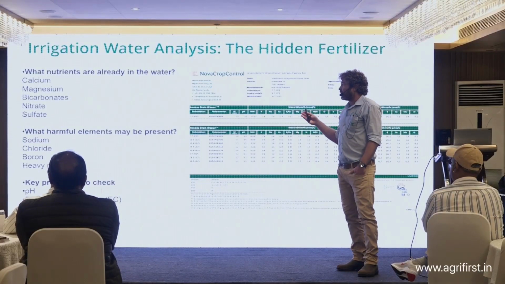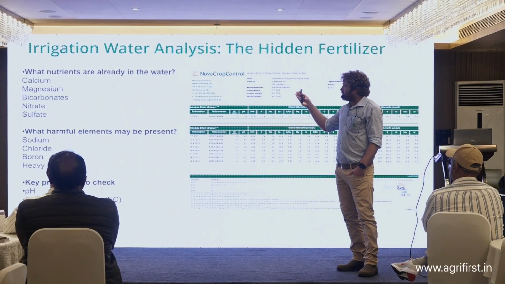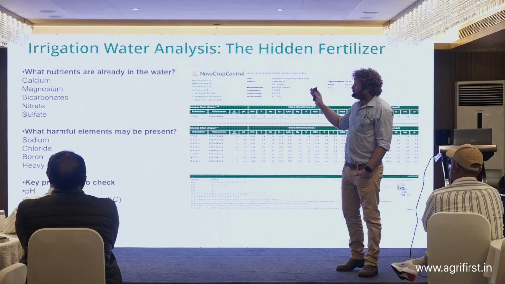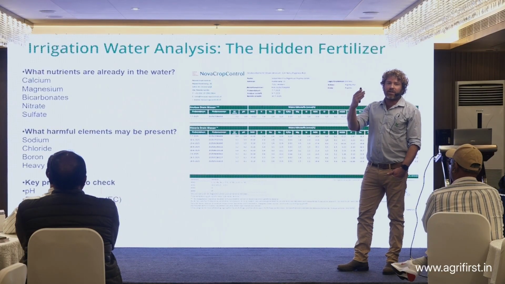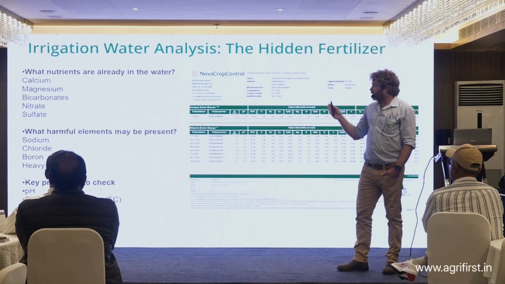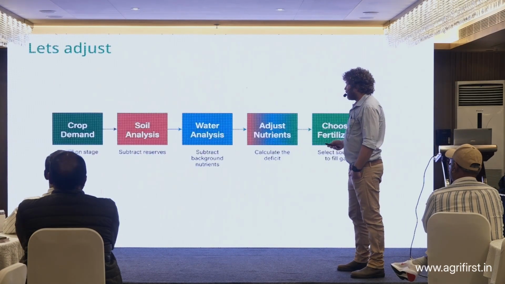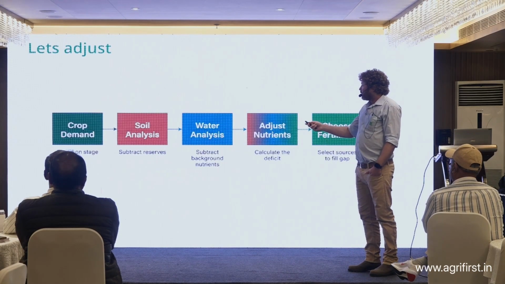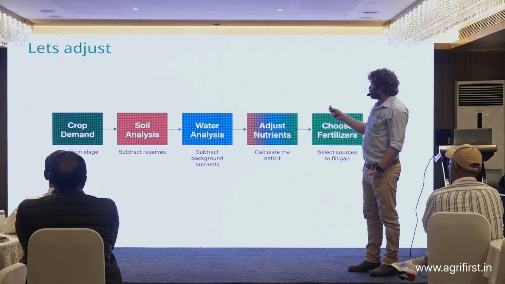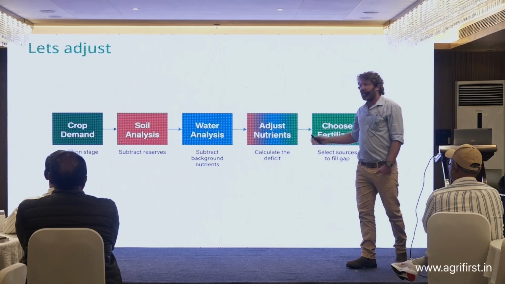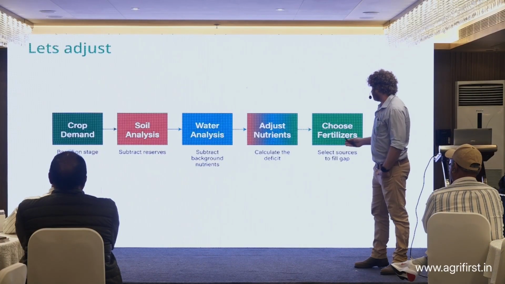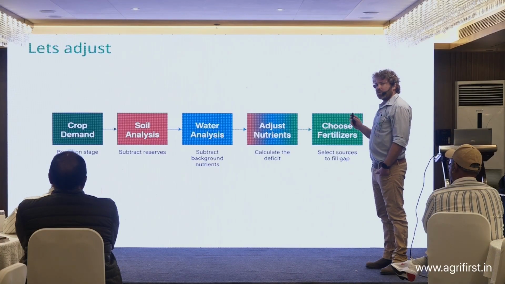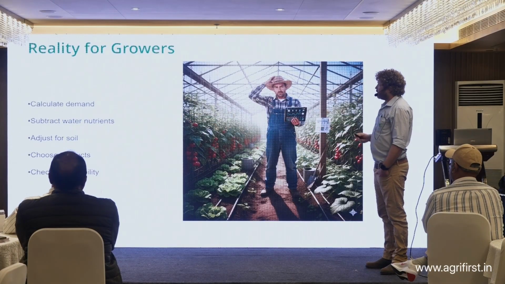Same for irrigation analysis. We can have calcium, magnesium, some nitrate sometimes, bicarbonate, sulfate. All of these we need to take in consideration and decrease it from our program. This is a lot of money for farmers. So we have crop demand, then we subtract soil analysis, subtract water analysis, and then we can adjust our program customized to our specific plot. And after that we can choose the real and the exact fertilizers.